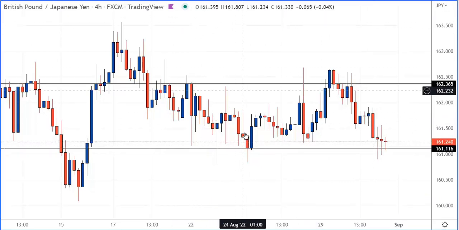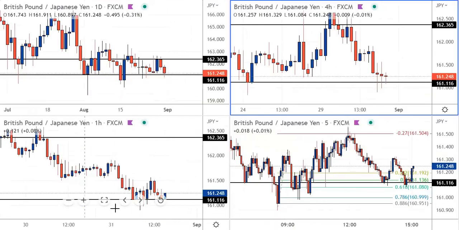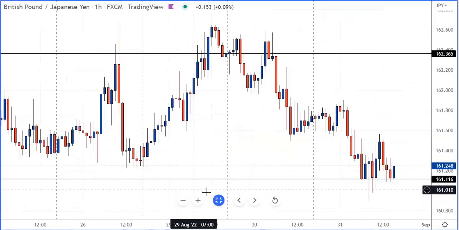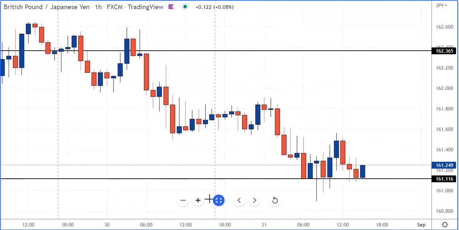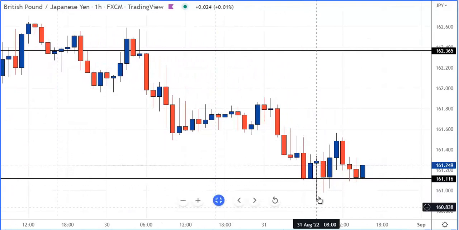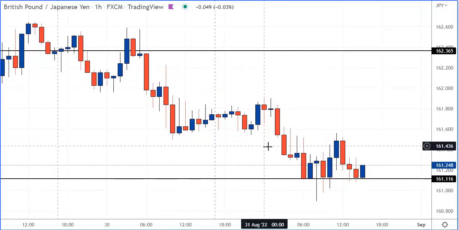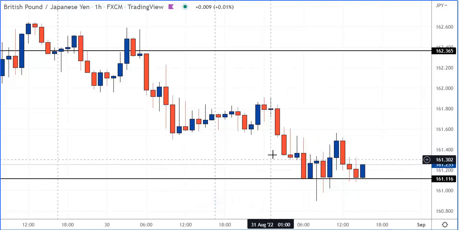So this is a 4-hour. Let's go look at our 1-hour. And on our 1-hour, if we bring this and zoom it in a little bit, this, folks, is a fantastic candle. That's a huge rejection candle, an ACAT trade.